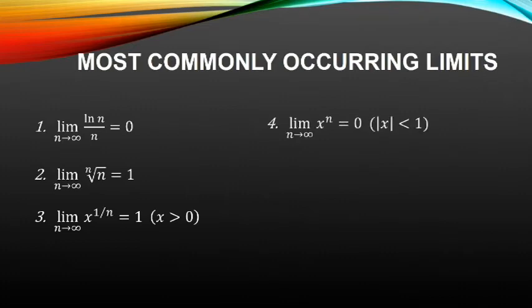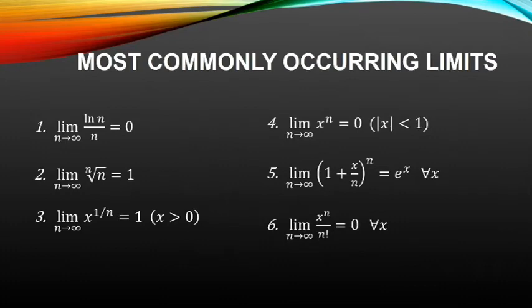Number 4, we have the limit of x raised to n equal to 0 as n goes to infinity, where the absolute value of x is less than 1. Number 5, we have the limit of (1 plus x over n) raised to n as n approaches infinity, which is equal to e raised to x for all values of x. Number 6, we have the limit of x raised to n over n factorial as n approaches infinity, which is equal to 0 for all values of x.